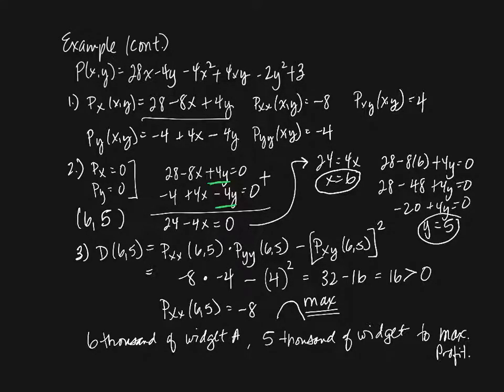Okay. And that's pretty much it. They all kind of work the same. You just have to do the interpretation here at step 4, right, which we didn't really write in. Step 4 here is if D is positive and the second derivative with respect to x is positive or negative, then you have a max or a min.